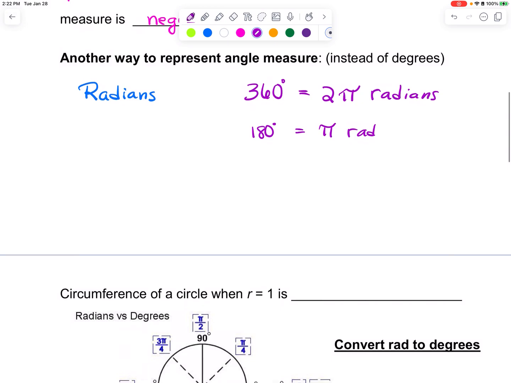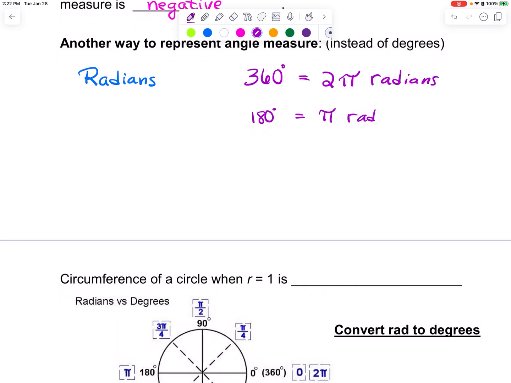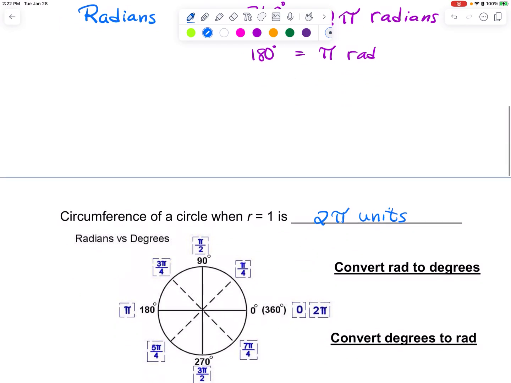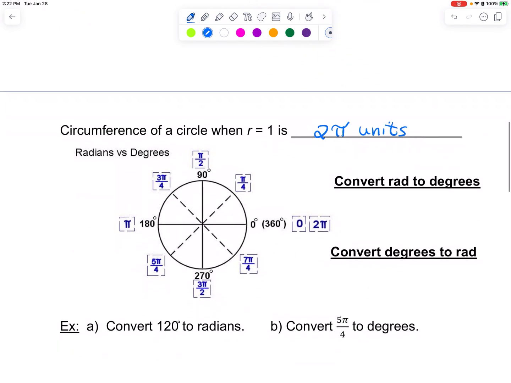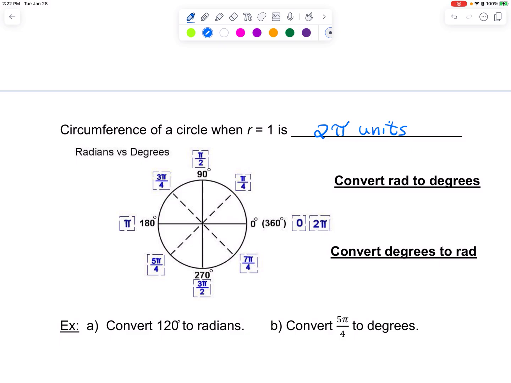Okay, now think about this. The circumference of a circle, when r is 1, that means one time around the circle, is 2 pi units. So here is our circle, whether it's degrees starting at 0, ending at 360, or radians starting at 0, ending at 2 pi radians.